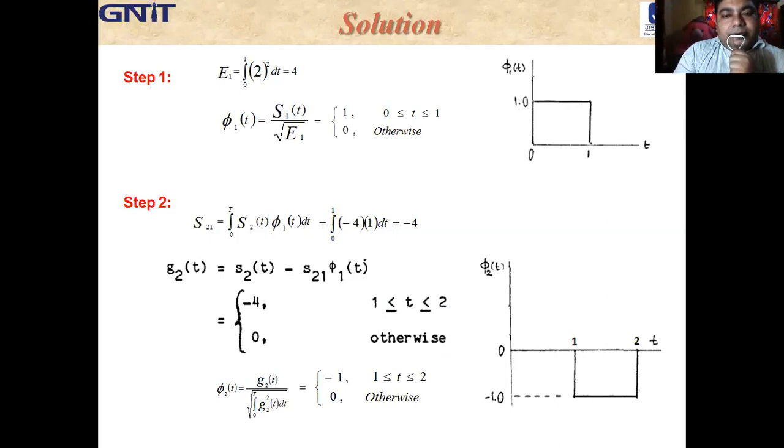Then we can easily determine the second basis function, which is g2(t) divided by the square root of the integration of g2 squared(t) dt. Now if we calculate it, it will be minus 1, where t belongs to 1 to 2, and otherwise it will be 0. So we can easily construct the second basis function in the figure: phi 2(t) exists between 1 to 2 and has an amplitude of minus 1.